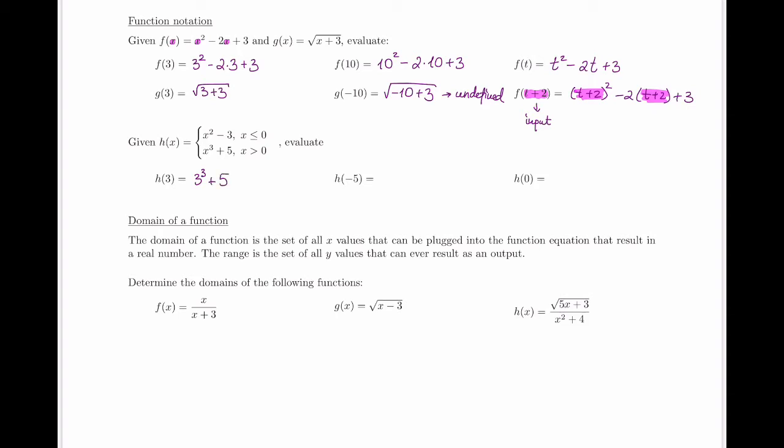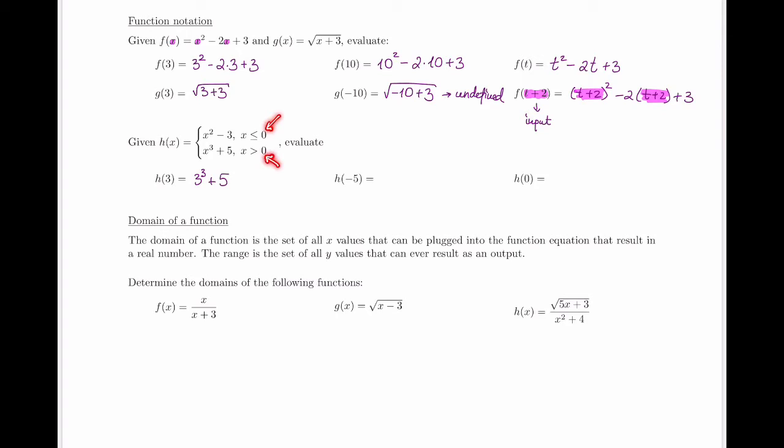So notice that I'm not going to be plugging it into both because a function produces exactly one output. Okay, so I cannot have two different outputs for the same value of x. I have to pick exactly one that will satisfy the condition that the input actually belongs to. Following the same logic, h of minus 5, I have to decide, does minus 5 belong to where it's less than or equal to 0 or greater than 0?